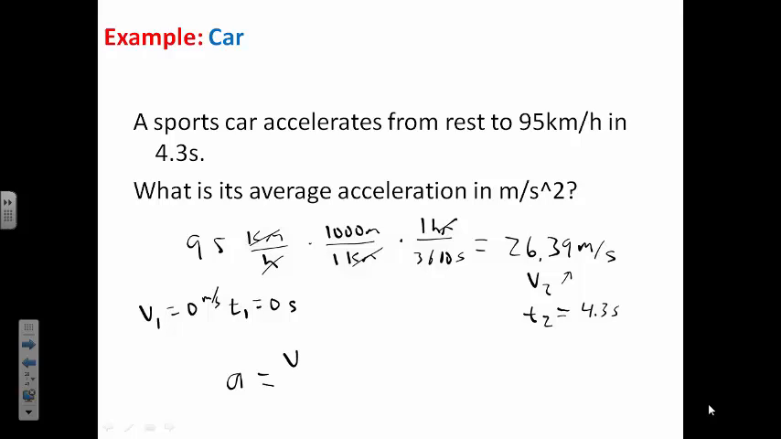A is equal to V2 minus V1 over T2 minus T1. This turns out to be 26.39 minus 0 over 4.3 minus 0. Dividing this out, we get an acceleration of 6.14 meters per second squared. So this was just a beginning look at the ideas of displacements, positions, and velocities.